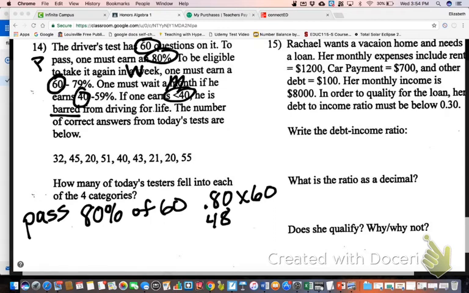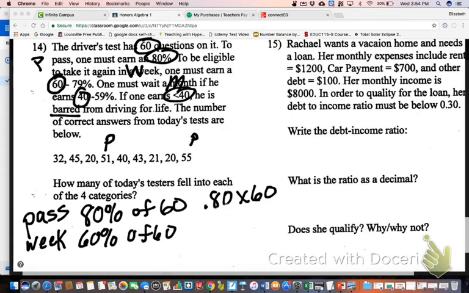So that would be this lucky guy here. So I'm going to put a P above him. And I'm going to put a little P above her, because those are the only two people that took the driver's test today that passed. So now let's figure out who's eligible to take it in a week. So we want to know who got at least a 60% but didn't get high enough to pass. So 60% of 60. So these are people, I'm going to get this 48 out of the way.